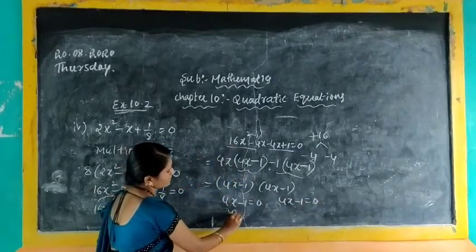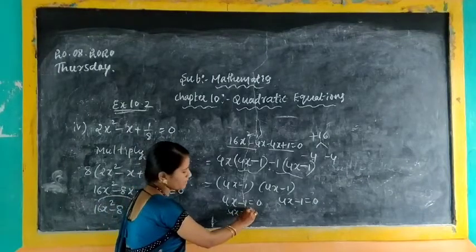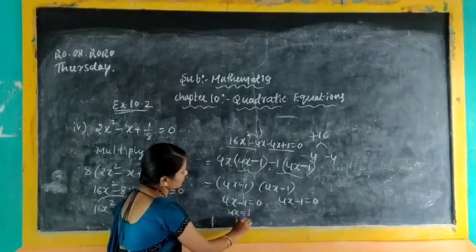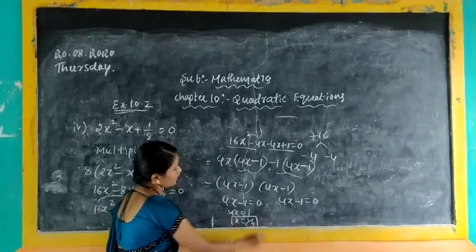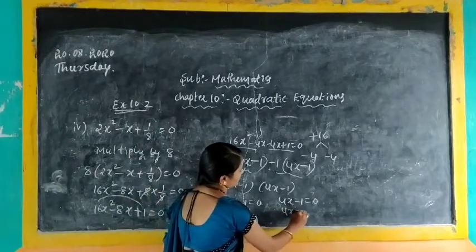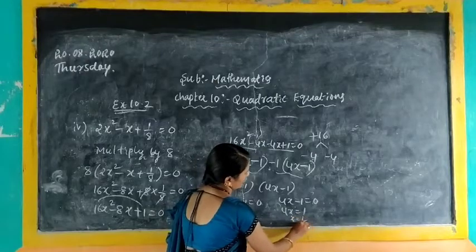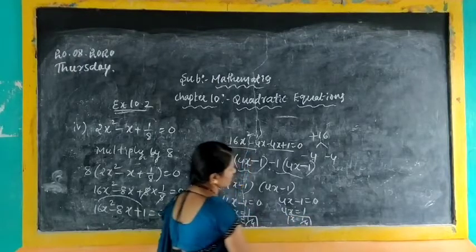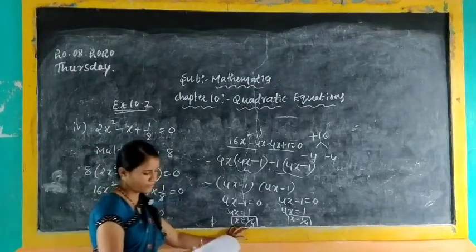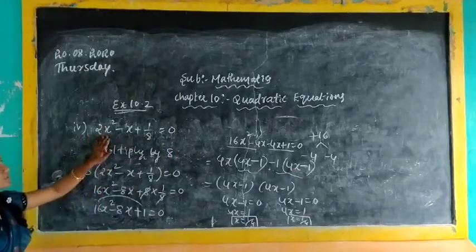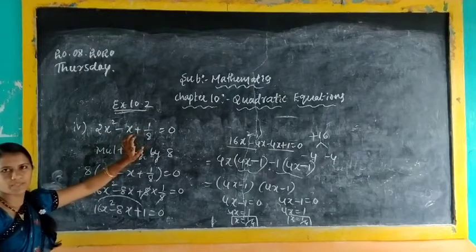You will get 4x is equal to plus 1, x is equal to 1 by 4. And this also same, 4x is equal to 1, x will be 1 by 4. Here the two roots, x value 1 by 4 and 1 by 4, are the roots of the equation 2x square minus x plus 1 by 8.